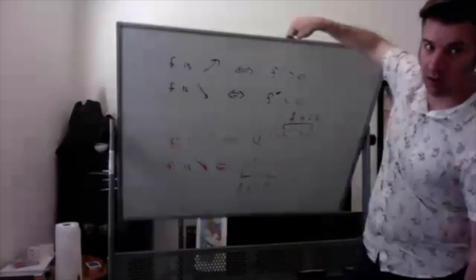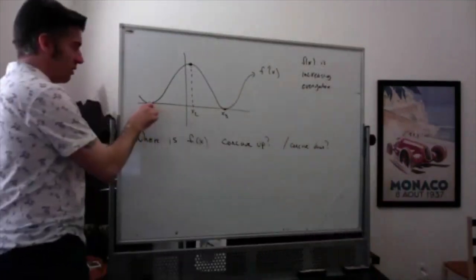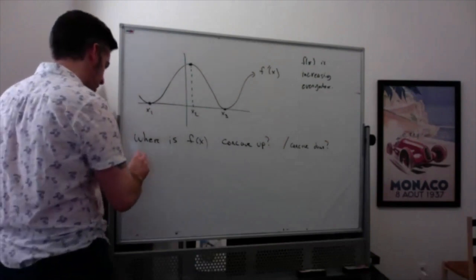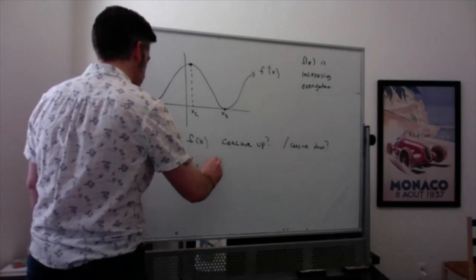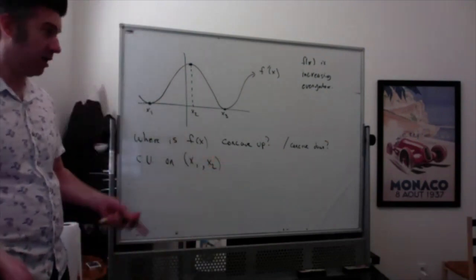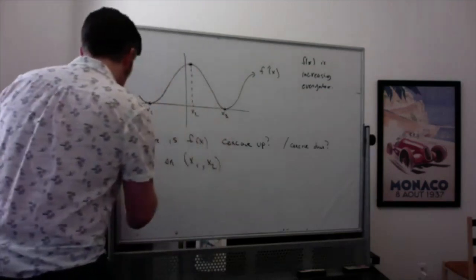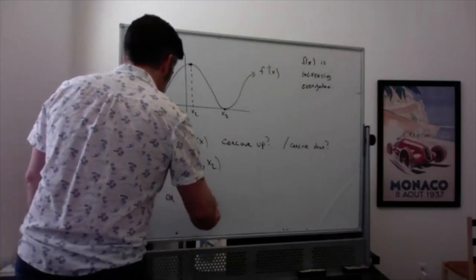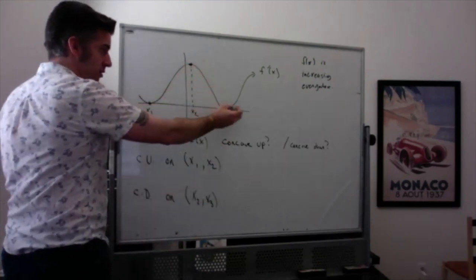So now, going back to our picture here, look, the first derivative is increasing from here to here. So this function is definitely concave up on the interval from x1 to x2 because the first derivative is increasing on the interval from x1 to x2. And in a similar way, it's certainly concave down on the interval from x2 to x3 because the first derivative is getting smaller from x2 to x3.